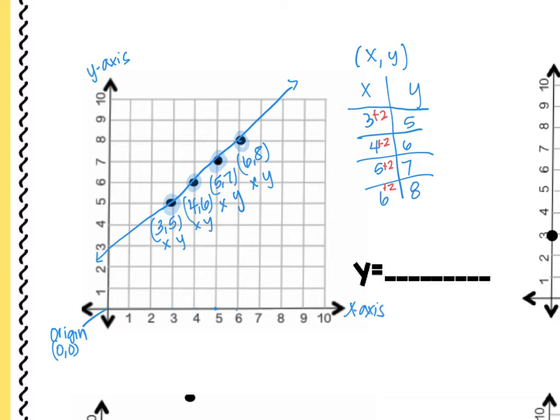So we know that this is an additive pattern. And we can say that y equals x plus 2. So every time we have an x value, which is our 3, 4, 5, and 6, we are going to add 2 to it to get our y value, which is 5, 6, 7, and 8. So y equals x plus 2.